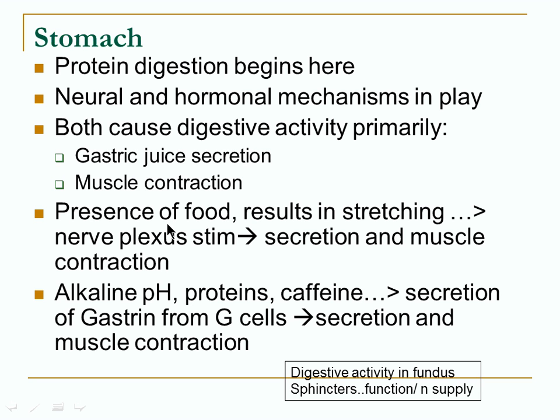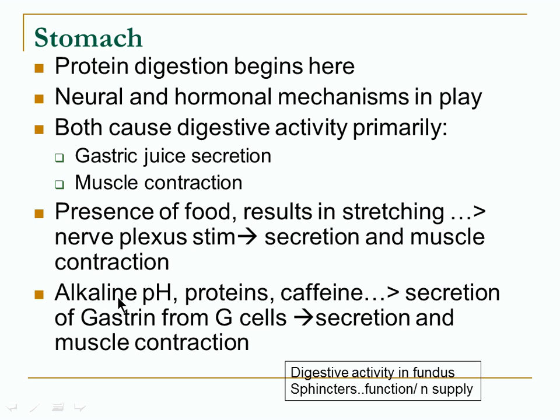So the presence of food. The stomach was relaxed, but now food falls in, and it will result in stretching. Those mechanoreceptors get stimulated, which causes the nerve plexus to be stimulated, which causes secretion and muscle contraction. So that's the neural mechanism.